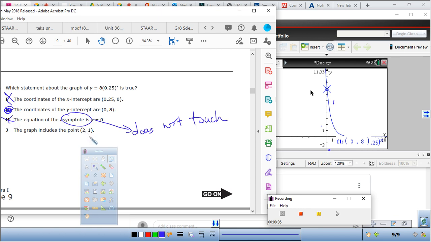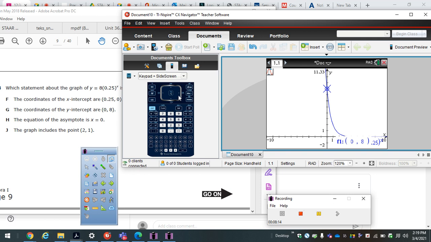Now, 2, 1. Basically, you come out here, go to 2, go up 1. Does it include this graph? It looks like it. How you can tell is graph trace. Go to the right and see if 2, 1 is there. It does not go to 2, 1. See that? It's 2.1 and barely 435 thousandths. So no, it doesn't include that one. That one's out. This one is definitely it.